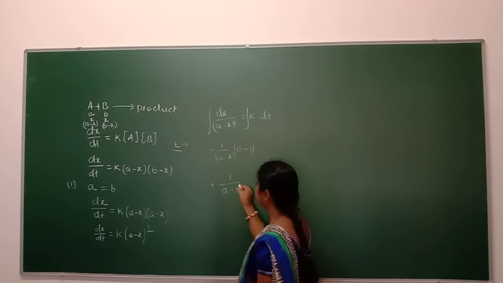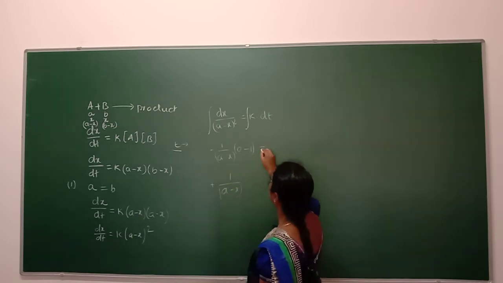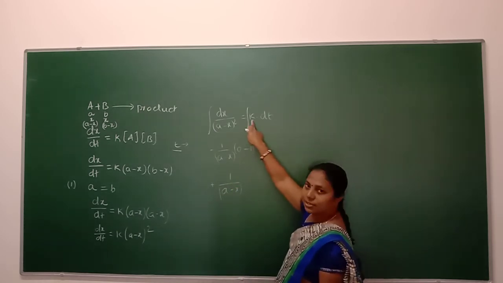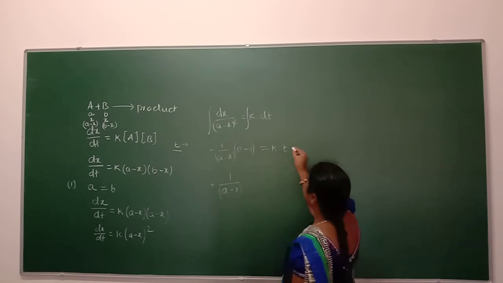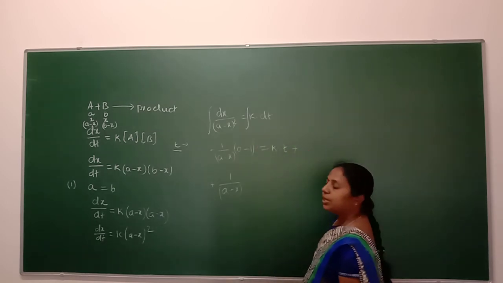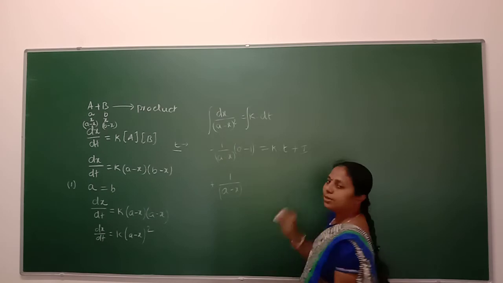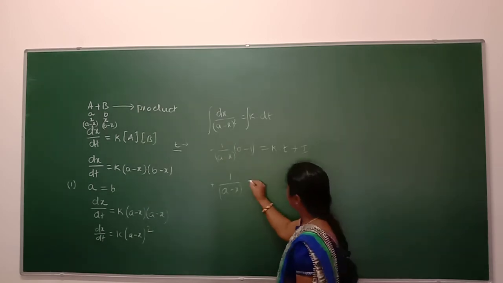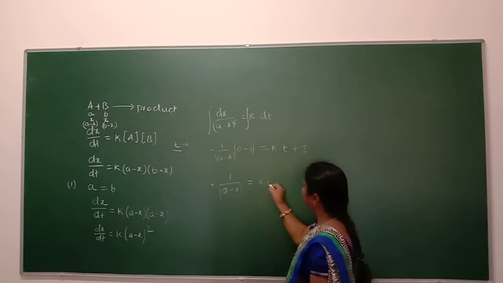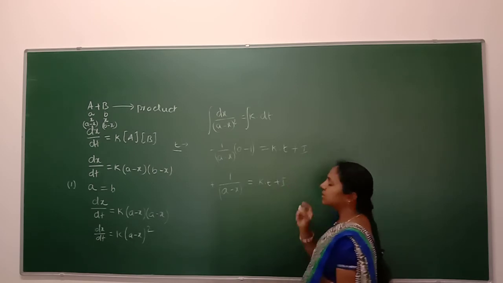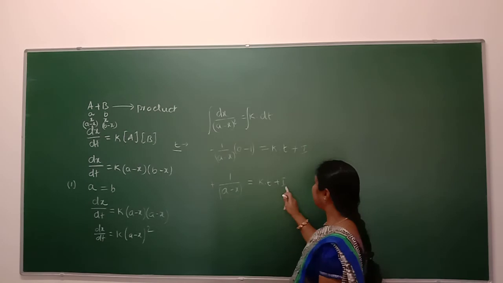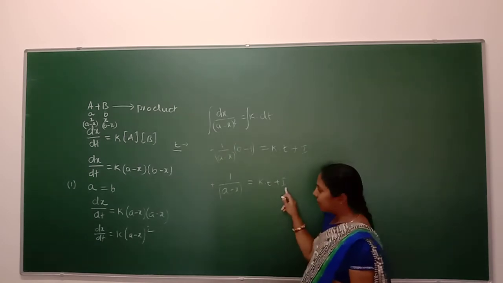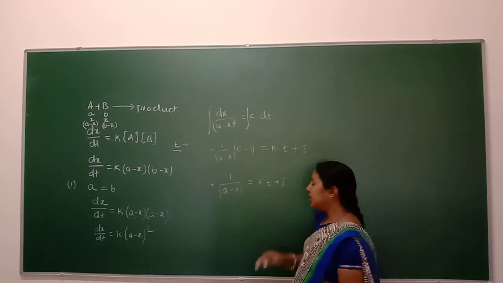divided by (a minus x) on the left side, which is equal to k, a constant which remains the same, times the integration of dt, which is t with respect to t. Since we are doing integration, we have to introduce another constant, the integration constant. So on the right-hand side, k into t plus I, where I is the integration constant whose value is to be determined. To calculate the value of I, we have to go for the initial condition.